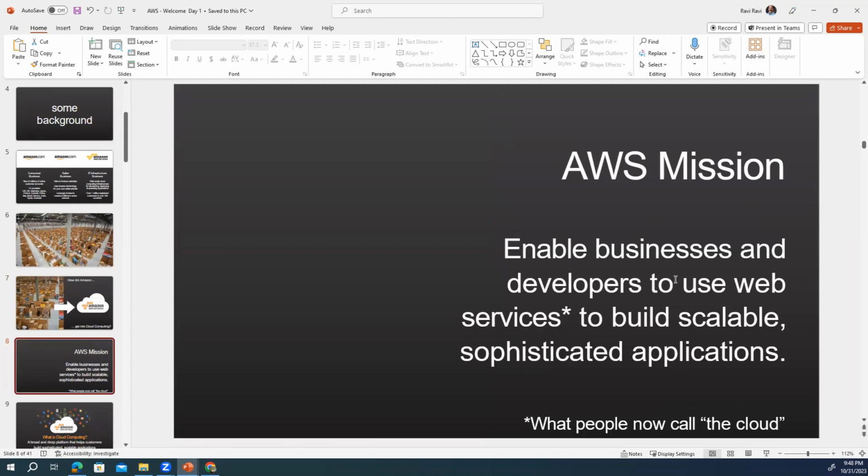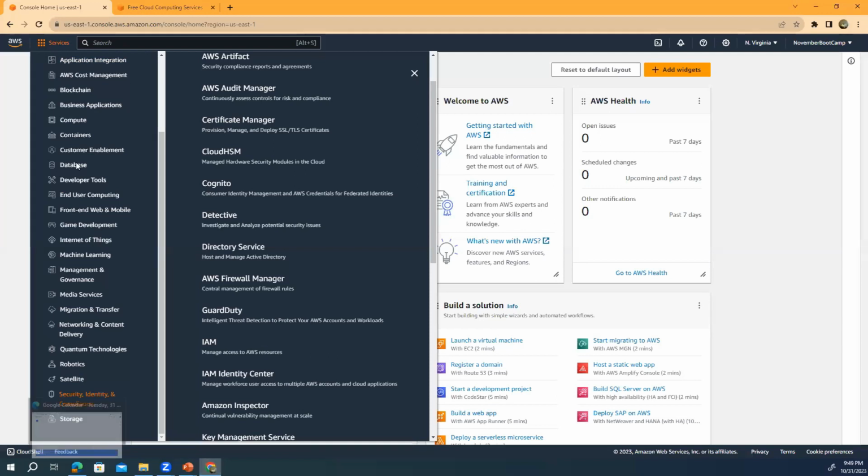The mission: enable businesses and developers, we are all developers, and some startups as well, to use web services. Earlier they were called web services, now we call it the cloud, to build scalable and sophisticated applications within the cloud. With these web services, you can create your applications, run your business, create your startups, create your websites, whatnot. You name it, it is there.